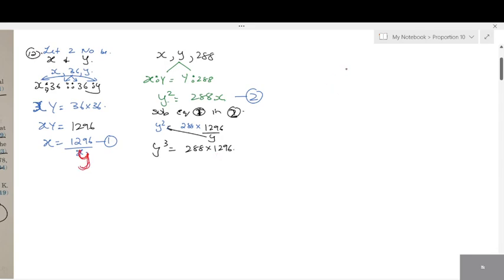Let's find the cube root of 288 and 1296. You can find it individually, students. Here, don't multiply 288 and 1296. You can find the cube root for 288 separately and the cube root of 1296 separately. We'll still get the same answer.